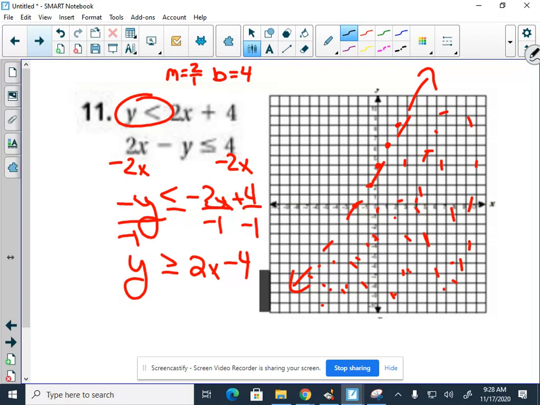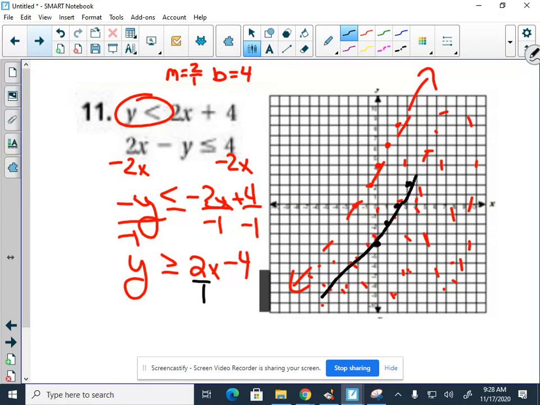Okay, so we go down to 4 and we put a dot. The slope would be 2 over 1. So again, I'm going to go up 2 over 1, up 2 over 1, up 2 over 1. We recognize at this point those lines are going to be parallel. But is this a solid or a dashed line?